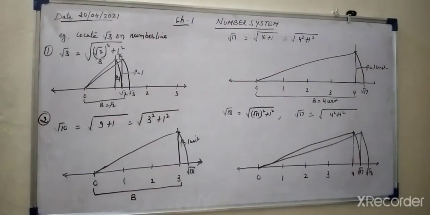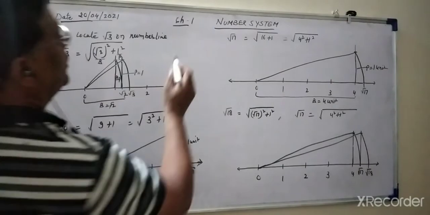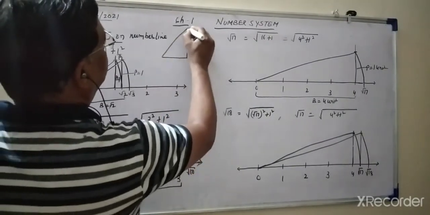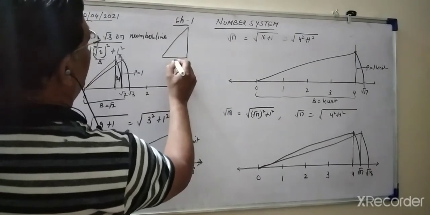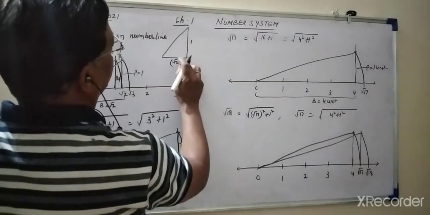Now we take a few more examples, that is root 3. We take root 3, we will draw root 3 like we have the triangle. In this triangle we have the base as root 2 units, and 1.